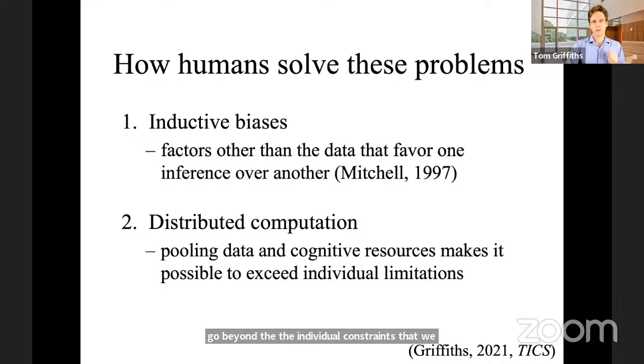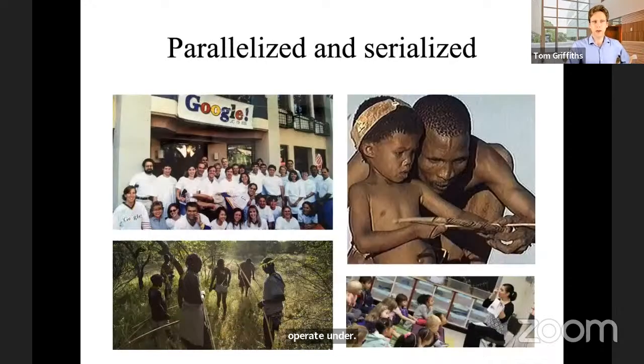And so this distributed computation is something that manifests both in parallel and serially, right? We see parallelized computation when humans work together to solve problems they couldn't otherwise solve individually. We see serial computation when we have successive generations of humans taking data or partial computational results from previous generations, and then adding to them the data that they acquire and making progress towards a deeper understanding of the world or better solutions to the kinds of computational problems that world poses.